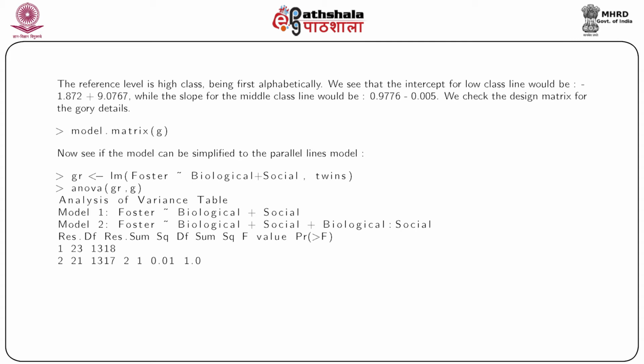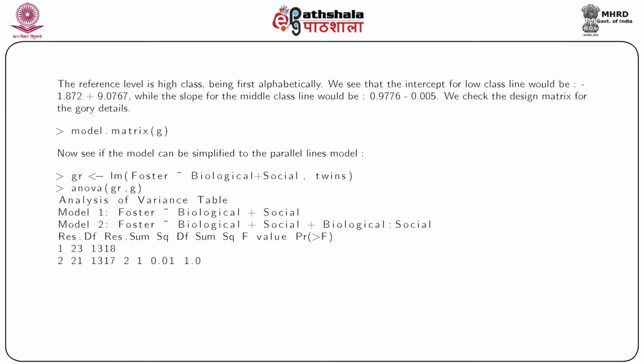So here we can see that the intercept for low class line would be 1.872 plus 9.0767, while the slope for the middle class line would be 0.9776 minus 0.005. So this can be left as an exercise for the students to try out by looking at the output from fitting the regression model. So we check the design matrix for the GORE details now. Let us look at model.matrix G, and then that will give us the model matrix or the design matrix for the fitted regression model.